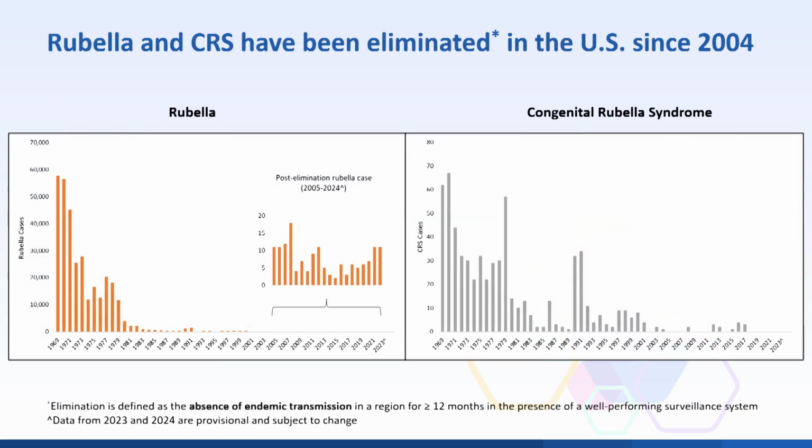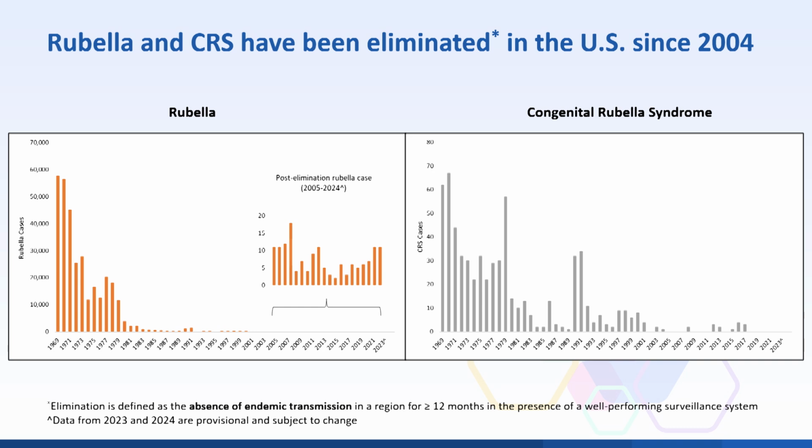Following implementation of the rubella vaccination program in 1969, reported cases declined dramatically, and endemic rubella transmission was declared eliminated in the U.S. in 2004. Elimination is defined as the absence of endemic transmission in a region for 12 or more months in the presence of a well-performing surveillance system.